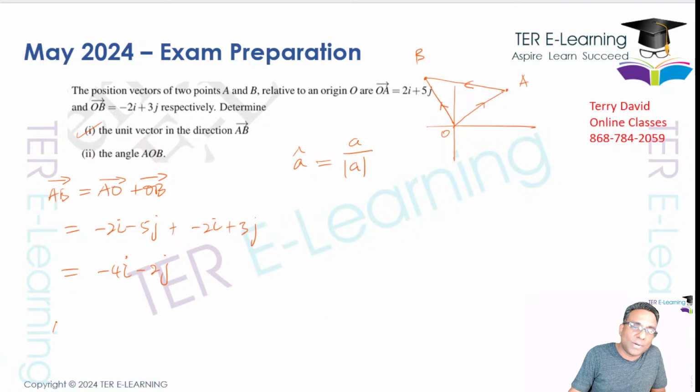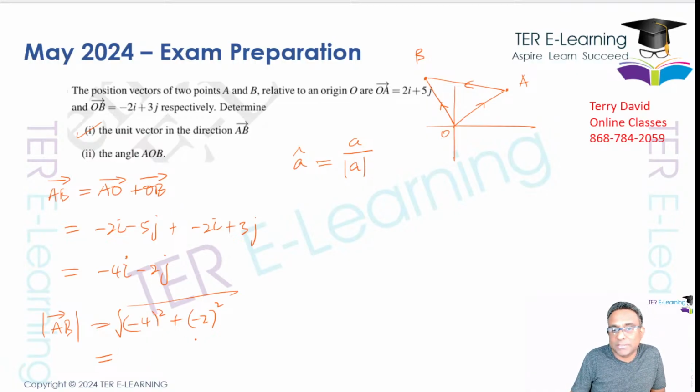So what I need to do is figure out the magnitude of the vector AB. To do that, I'm going to say minus 4 squared plus minus 2 squared, and we're going to find the square root. So in this case, 4 4s are 16 plus 4, that's 20. So that's going to be root 20. Now you can leave your answer in root format if you want.